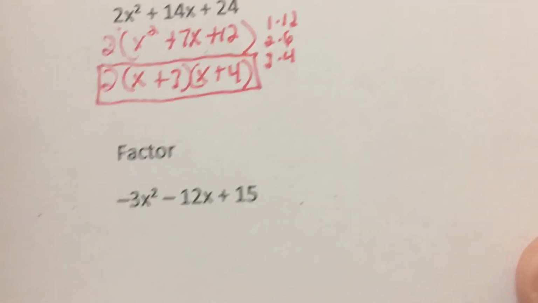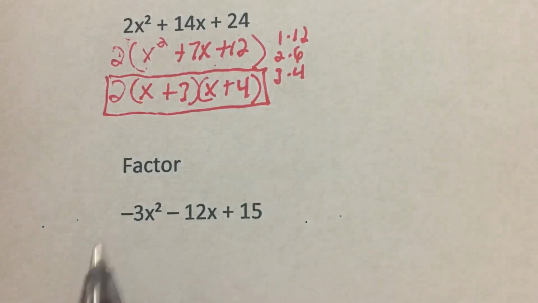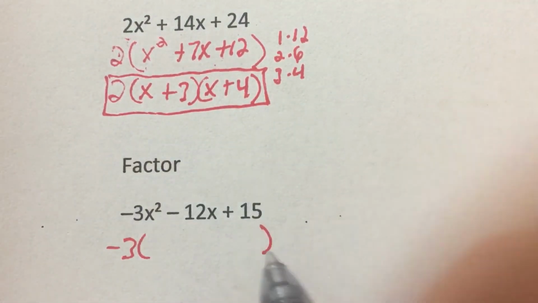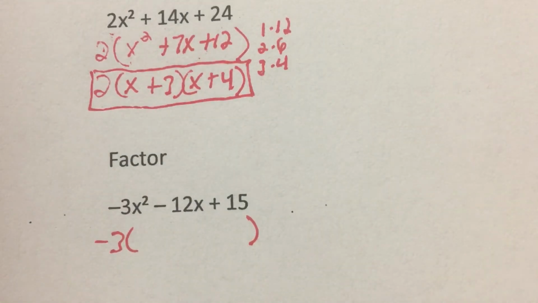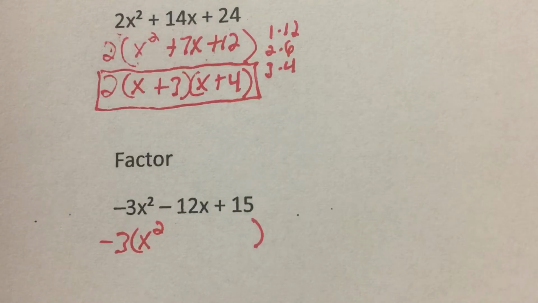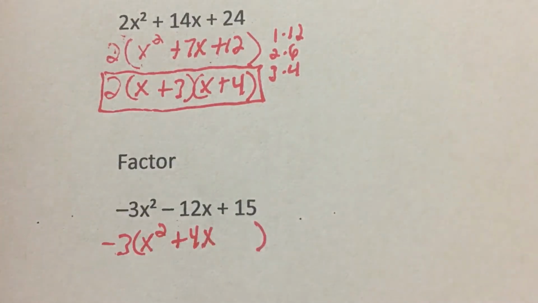Moving down, this leading coefficient is a negative number, so be careful with these. All these numbers, though, can be divided by negative 3. So I'm going to go ahead and factor out negative 3. Negative 3 times an x squared would make negative 3x squared. And here's the part that can mess students up sometimes. What would negative 3 have to multiply to become negative 12x? Well, it would have to be a positive 4x. Because a negative 3 times a positive 4 would be negative 12.